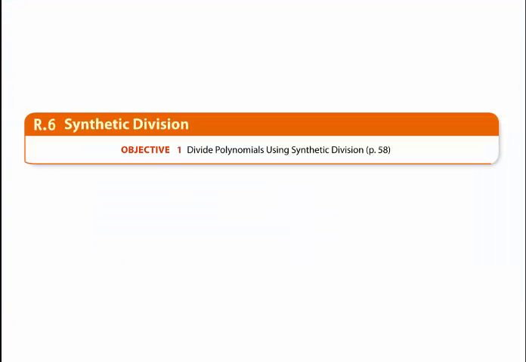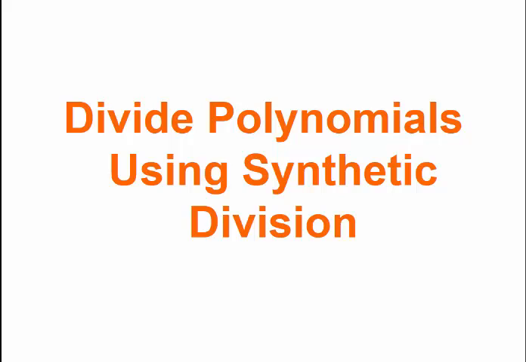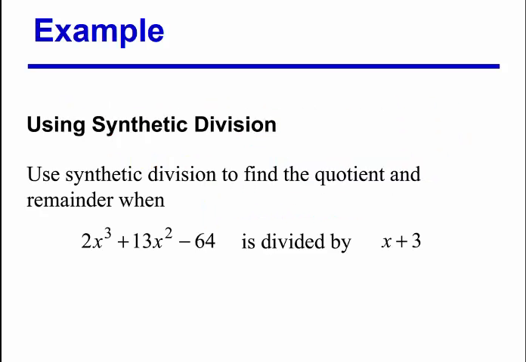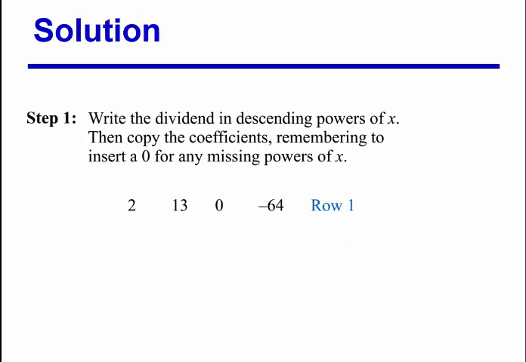So the only objective for Section R6 is to divide polynomials using synthetic division. And hopefully we're going to go through how to divide polynomials using synthetic division. I think synthetic division is a little easier than the long division, so hopefully you guys will think the same. So we're going to use synthetic division to find a quotient and the remainder when the polynomial 2x to the third plus 13x squared minus 64 is divided by x plus 3.